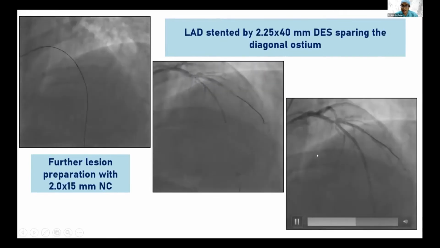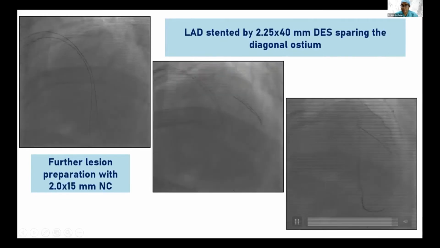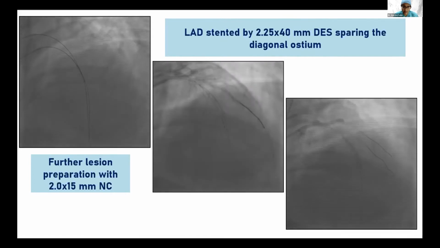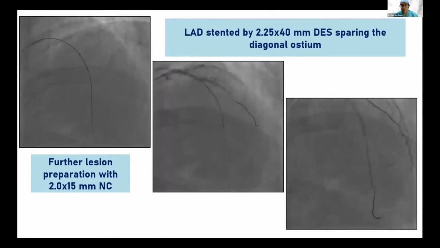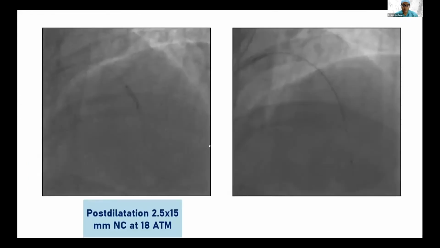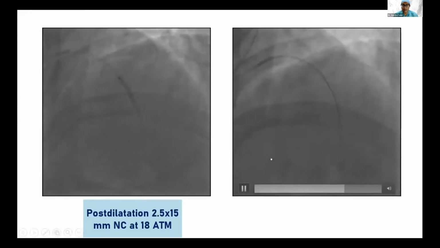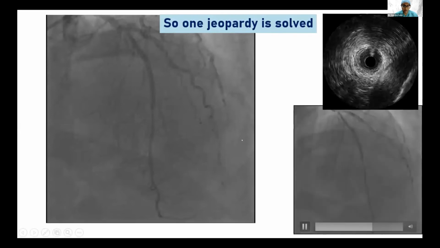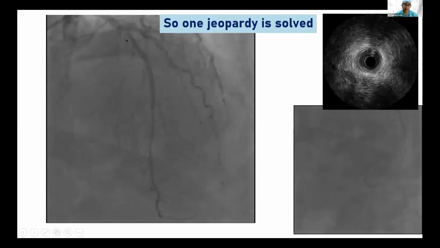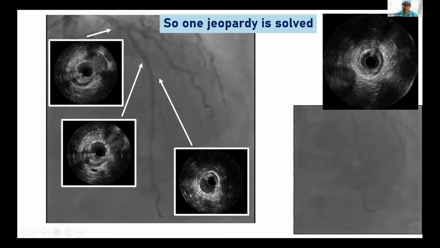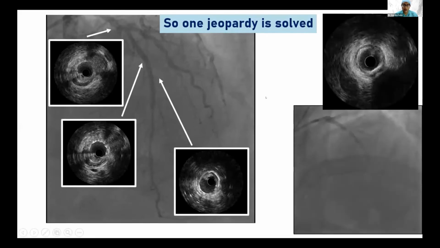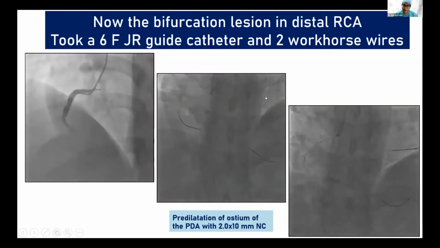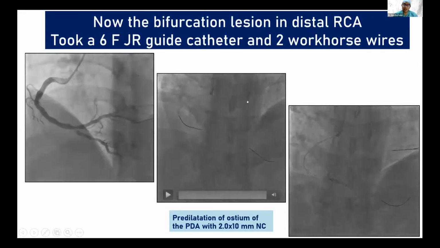And the LAD was then stented with a 2.25 by 40 millimeter drug-eluting stent sized according to IVUS, sparing the diagonal ostium. This was then post-dilated, and we did a post-stenting IVUS, which revealed well-apposed stent struts in the mid LAD where it was stented and a clear diagonal ostium at the end. So one jeopardy was resolved, and we decided then to tackle the bifurcation lesion, the distal RCA.